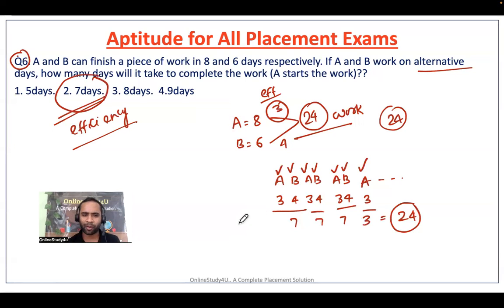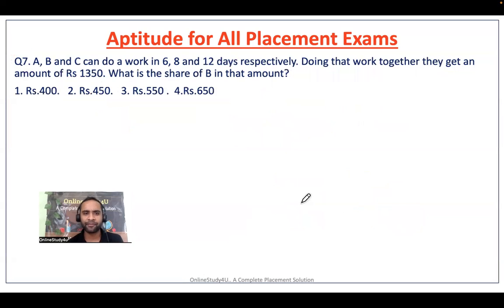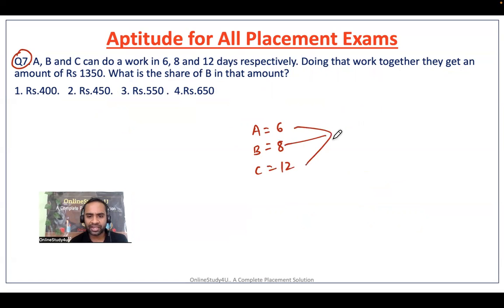So the alternatives problem is also not tough if you have the basics clear. Now, A, B and C can do a work in 6 days, 8 days and 12 days respectively. Without thinking anything, take the LCM or assume a number; what comes to my mind is 24. 6 is 4 per day, 8 is 3 per day and 12 is 2 per day. This is my efficiency. Now, doing that work together, they get a total amount of 1350 rupees.